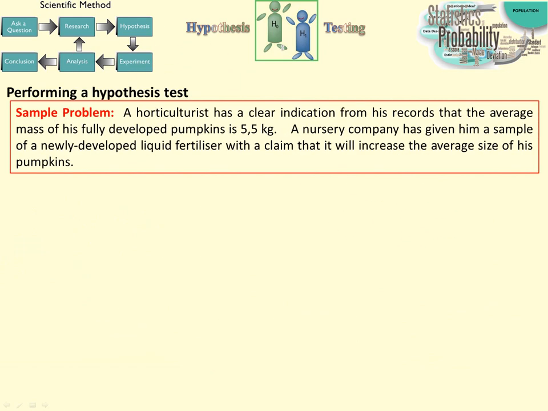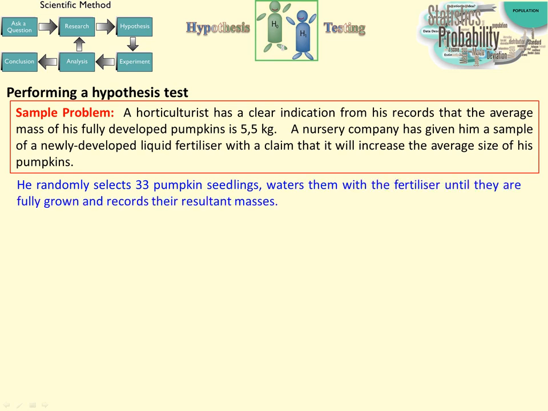Right, a sample problem. A horticulturist has a clear indication from his records that the average mass of his fully developed pumpkin is 5.5 kilograms. A nursery company has given him a sample of newly developed liquid fertilizer with a claim that it will increase the average size of his pumpkins. Now you see, if you give the fertilizer to them, and the pumpkins end up having an average of 6 kilograms, we need to be able to say, well, is that significant or not? Can we expect that sort of variation? If we can't expect that sort of variation, then we reject the null hypothesis.